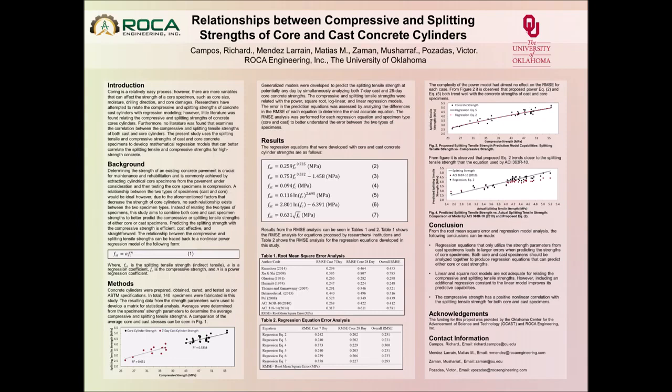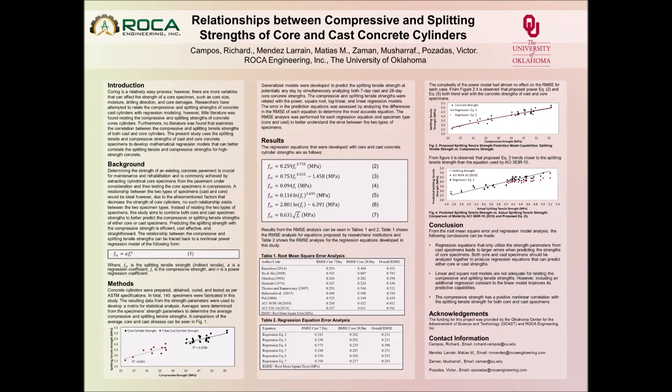Testing core cylinders in compression is attractive for QA/QC, quality assurance and quality control, due to the similarities between testing procedures of core and cast cylinder specimens. Furthermore, the tensile strength of core specimens is estimated in the same way as cast specimens, by testing them in splitting tension. A relationship between the two types of specimens would be ideal; however, due to factors that decrease the strength of core cylinders, no such relationship exists between the two types of specimens.